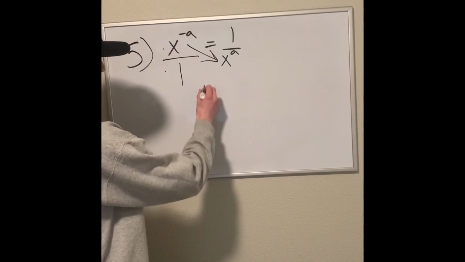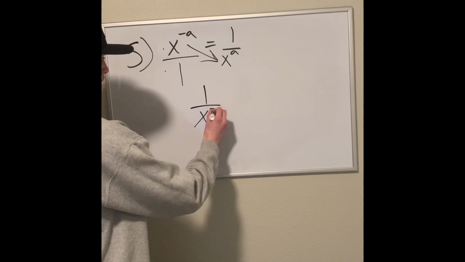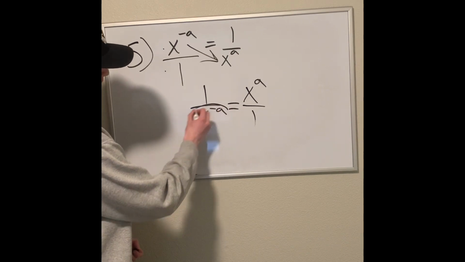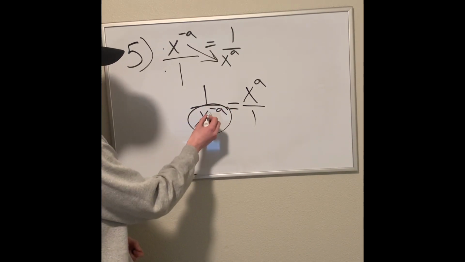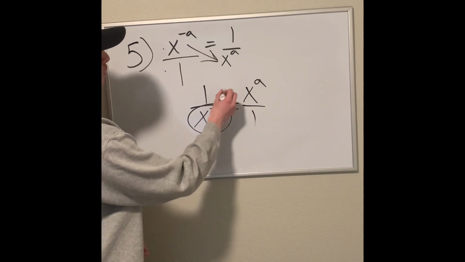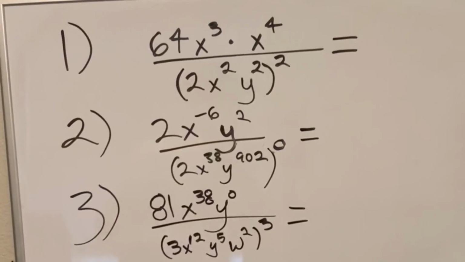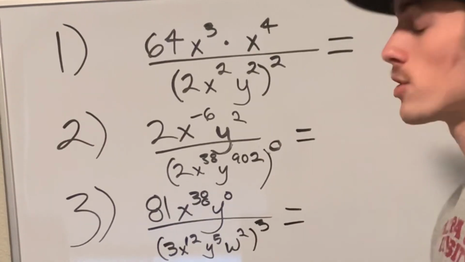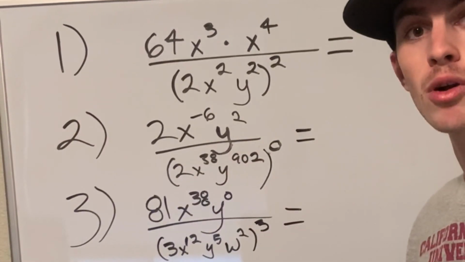Let's try this one. You just simply move whatever side this entire thing is on, if its exponent is negative, and you move it to the other side. Try and pause the video and see if you can solve these beneficial practice problems by yourself.